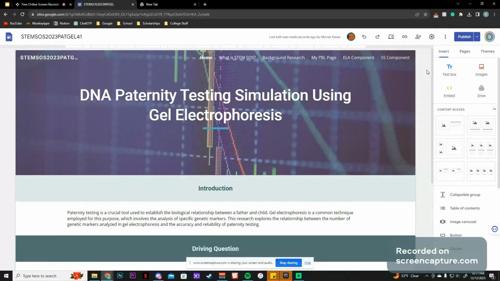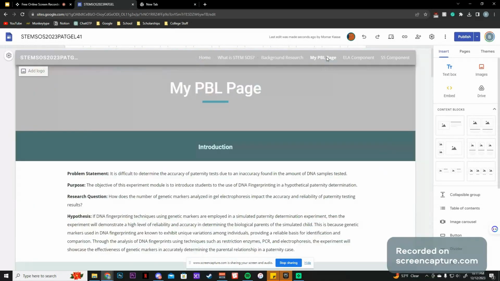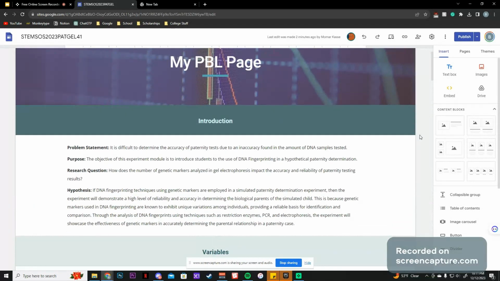We are from Harmony School of Advancement here to present our science fair subject, DNA paternity testing using simulated gel electrophoresis. In our introduction, we have our problem statement, which shows that it is difficult to determine the accuracy of paternity tests due to an inaccuracy found in the amount of DNA samples tested. Our purpose was to use a module to introduce students to the use of DNA fingerprinting in a hypothetical paternity determination.